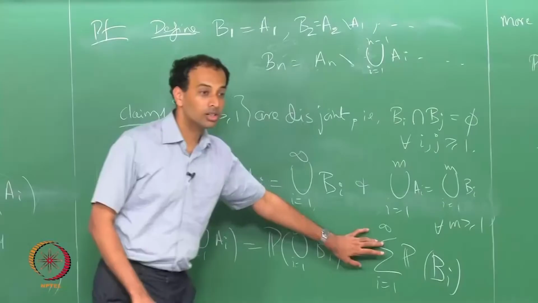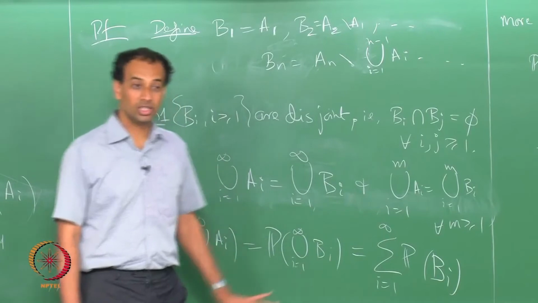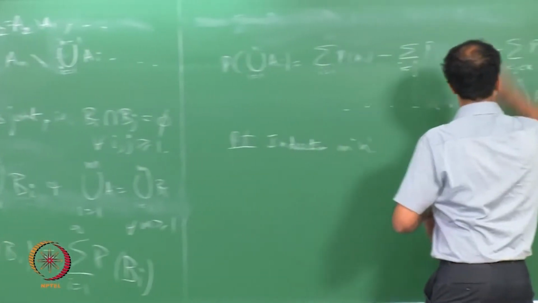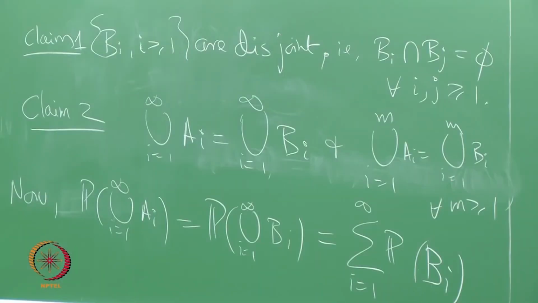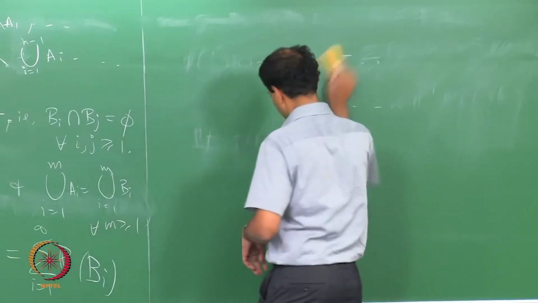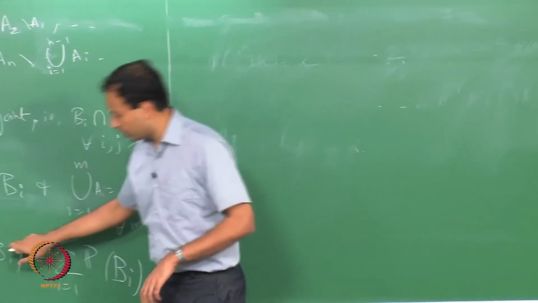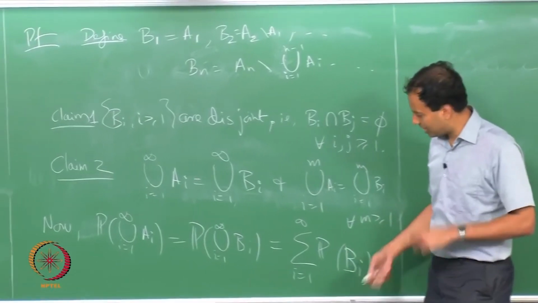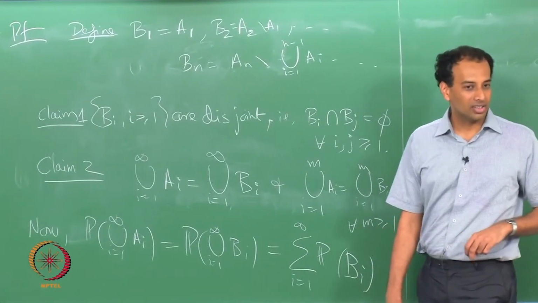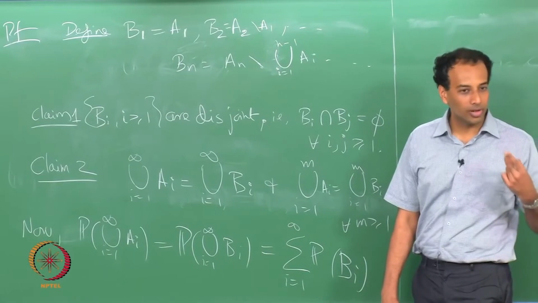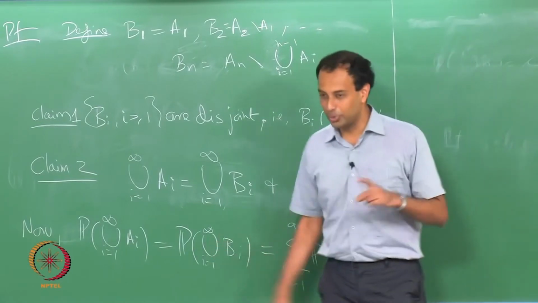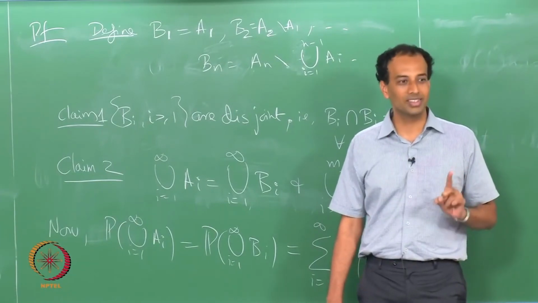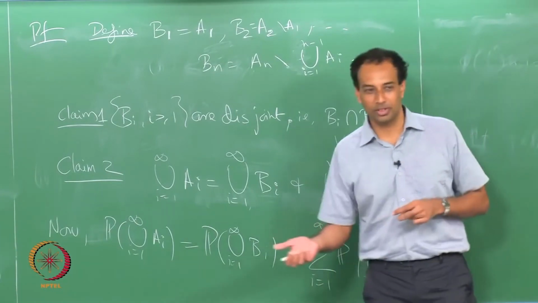This is because the Bi's are disjoint and by countable additivity of probabilities. So now I am in a good situation: I had this probability of a countably infinite union, and I wrote it as a summation. Now, these infinite summations are in fact just limits of finite summations. See, countably infinite unions are not limits of finite unions, that is not true, but this infinite summation is the limit of a finite summation.